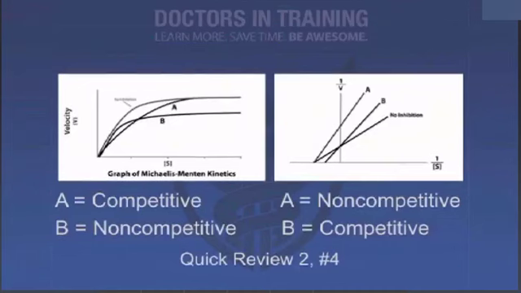Label the following plots as either competitive or non-competitive inhibition. Well, our chart on the left here, you see our top curve and our bottom curve. So the top curve will be A, competitive, and the bottom one will be B, non-competitive. On the right side, with our three lines, the very top line will be A, non-competitive, and the bottom line will be B, competitive.